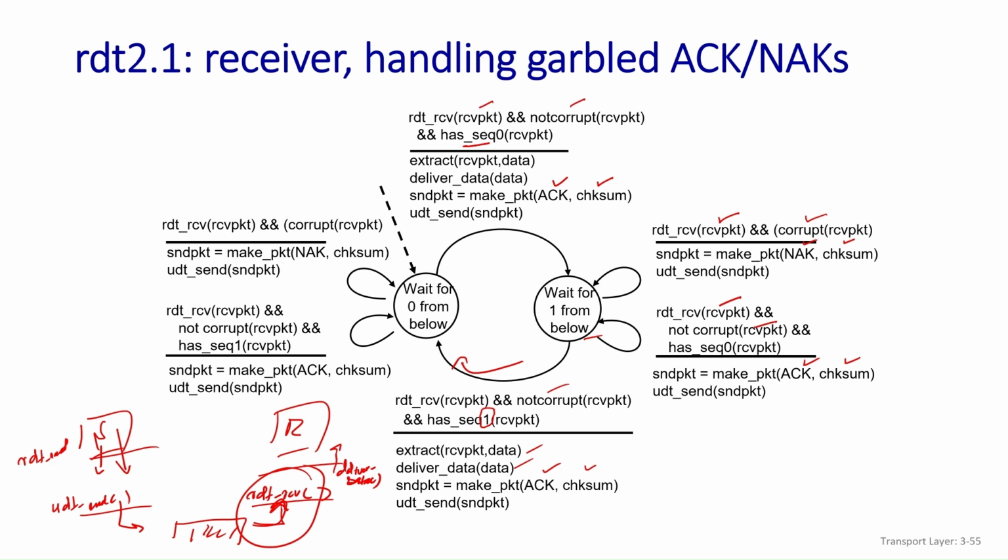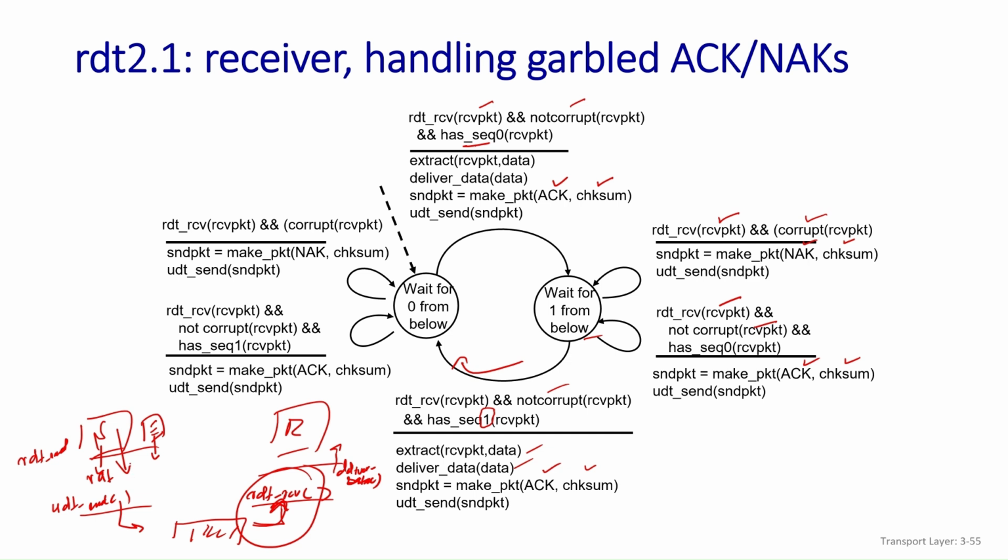Can you repeat the call from above part? In this case, this reliable data transfer mechanism is always waiting for a call from above, meaning the application layer will call this method to pass this data to the reliable data transfer mechanism.